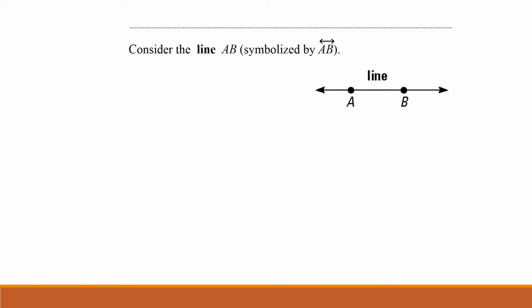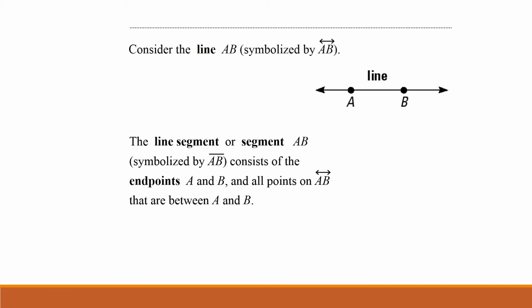So consider the line AB. Remember, it's symbolized by AB with an arrow. We're going to look at just the line segment portion of it. So the line segment, known as segment AB, notice the symbol, it's got a solid line now instead of the arrows, consists of the endpoints A and B. That means that I can actually take a ruler now and measure from A to B. I'm not looking at anything past A or anything past B, just everything between A and B.